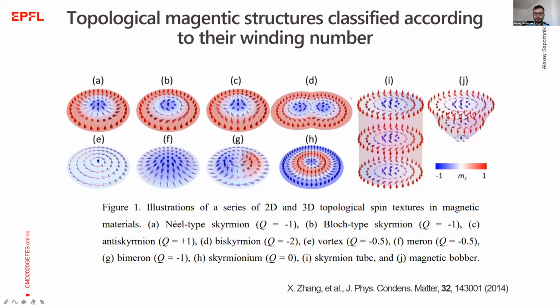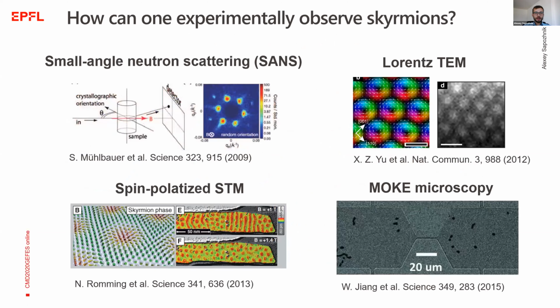Also, there are 3D magnetic structures like a skyrmion tube or a magnetic bobber, which doesn't penetrate through the whole thickness of the sample, but ends with a Bloch point or magnetic singularity. Having this huge variety of topological magnetic structures, the question arises, how can one experimentally observe them? Several techniques exist, including small angle neutron scattering, Lorentz TEM, spin polarized STM, and magnetic force microscopy. Each of them has its pros and cons. I would like to talk in more detail about Lorentz TEM.